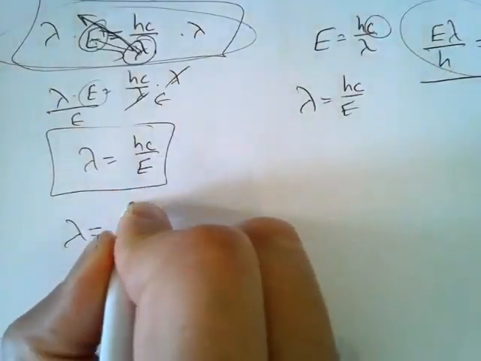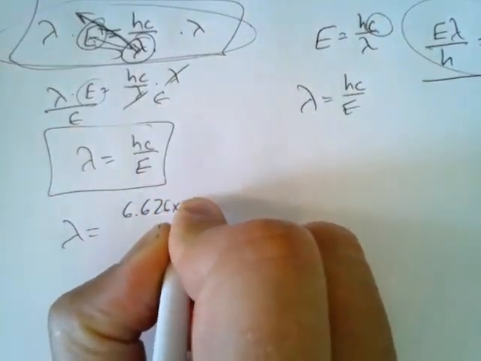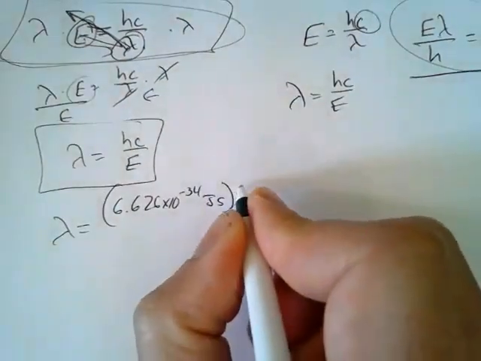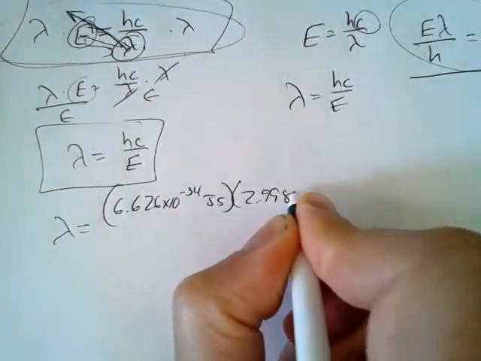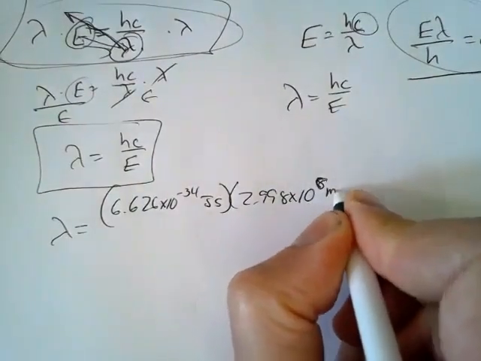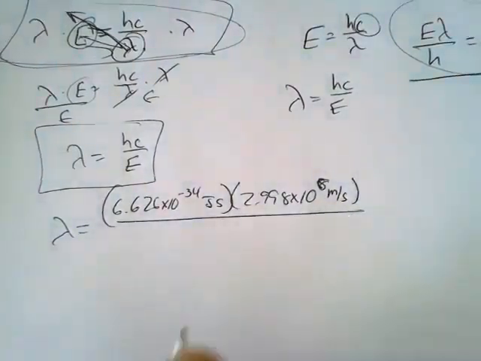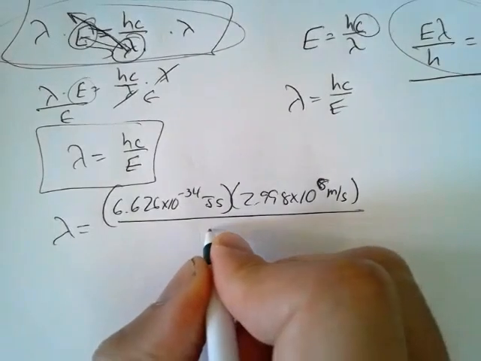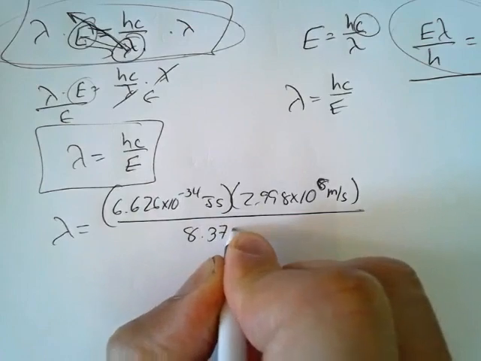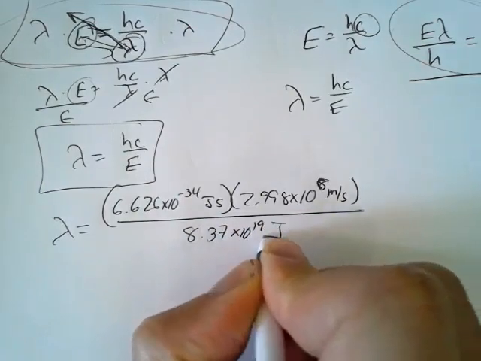Lambda here is equal to h. We're going to plug in, including units. Don't drop the units. If you didn't write in units, go back, shut the video off, write in the units, because the units are just as important as the numbers. And then the energy was given as 8.37 times 10 to the minus 19 joules.